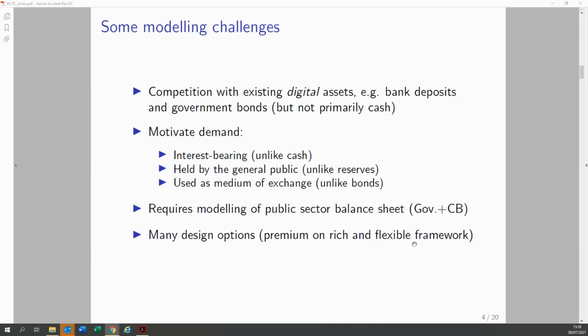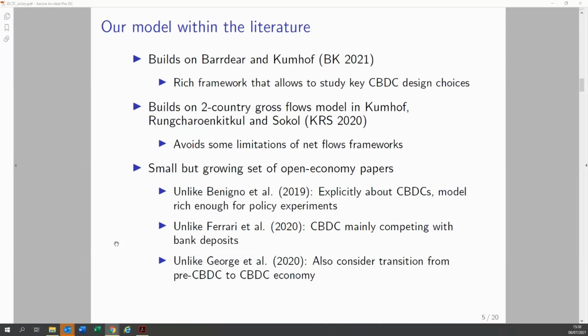So where do we stand relative to the literature? You can think of our model as essentially an open economy extension and simplification of Bardier and Kumhof, or you can think of it as an extension with CBDC of our earlier paper on gross capital flows. So why is it important to think about gross capital flows? Because in this paper with Phurichai and Michael, we argued that to think about many policy relevant debates in international macro and finance, you really need to think about gross capital flows rather than net capital flows. And introducing CBDC is just introducing a further set of gross assets into the mix.